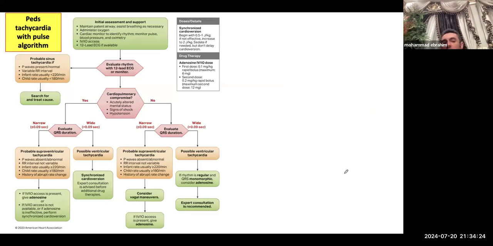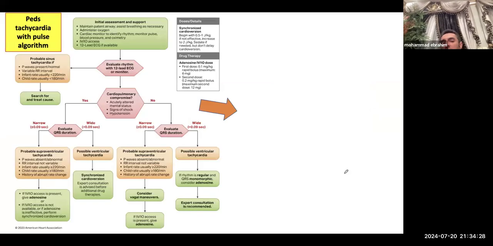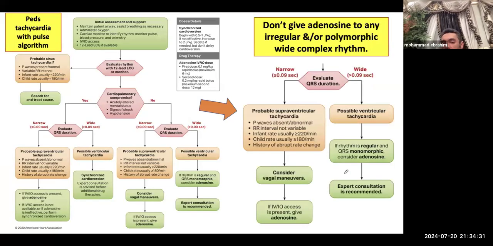And guess what? This patient, they gave adenosine, which is incorrect. That's why I'm stressing this point. You should not give adenosine. By giving adenosine, you might unintentionally cause the rhythm to degenerate into VF. With such a rhythm, you have to be careful.